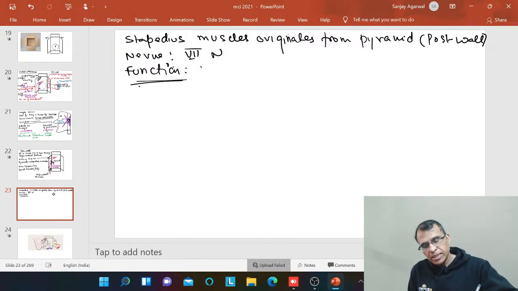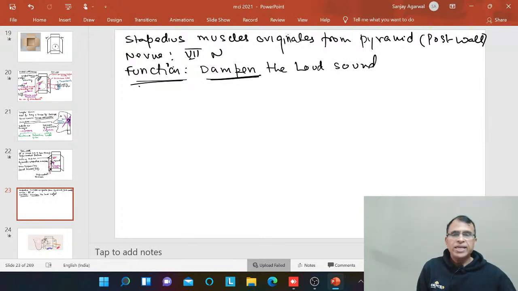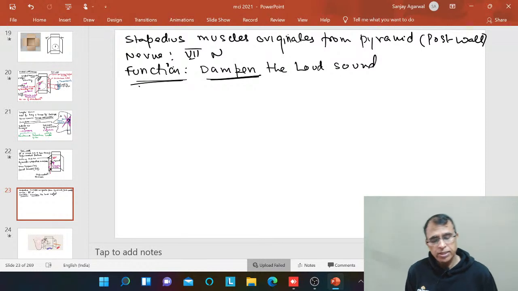It's called dampening the loud sound. What is the meaning of dampen? To make it less loud. Yeah, correct, Alpha is correct. It dampens the loud sound. Dampen means it decreases the loudness of the sound. You also wrote that, K2? You are right, K2 is also right.